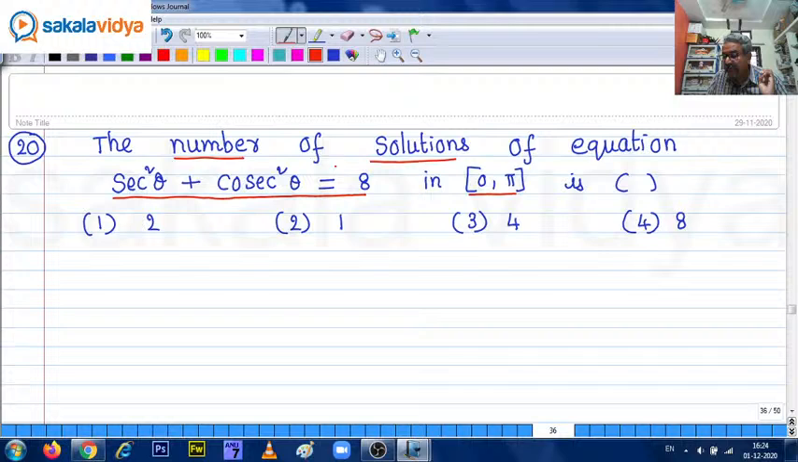Very good, 4, Dhananjay. Very good, very good. So let us solve it now.